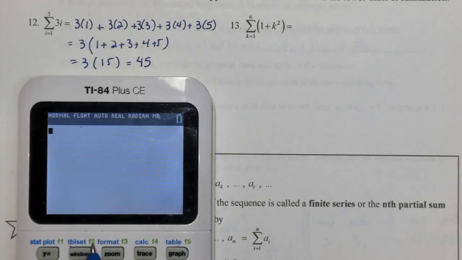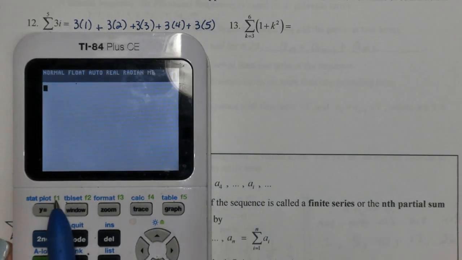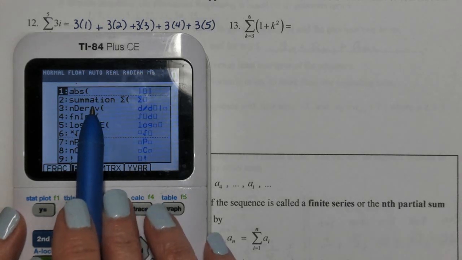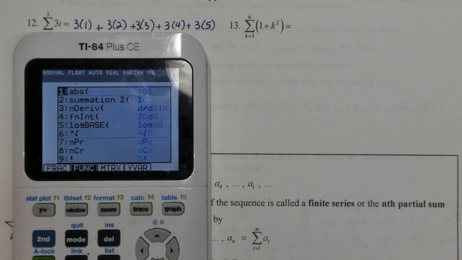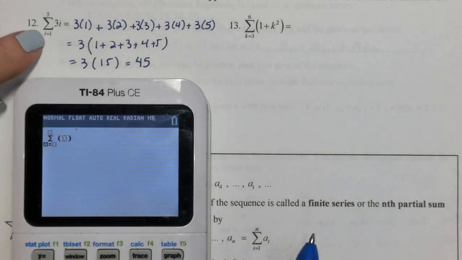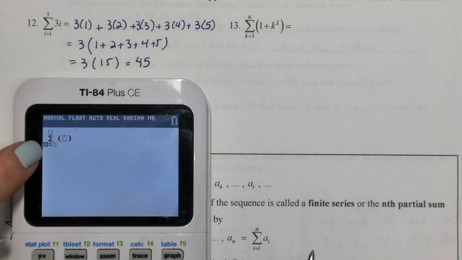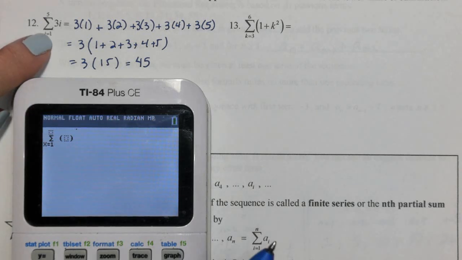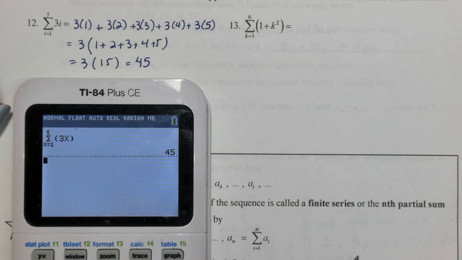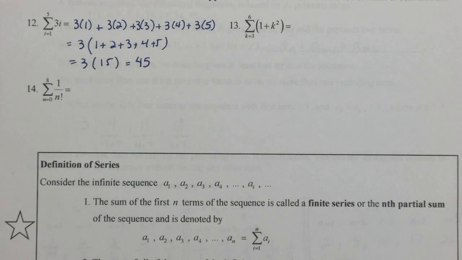So under F2, if you go to F2, number 2 is the summation. This has an i. It's just easier for me to get to the x, so I'm going to use an x instead of an i. I'm going to go from 1 to 5, and it's 3 times i, so I'm using x for i, and I get 45. So there's a way to check yourself on those.